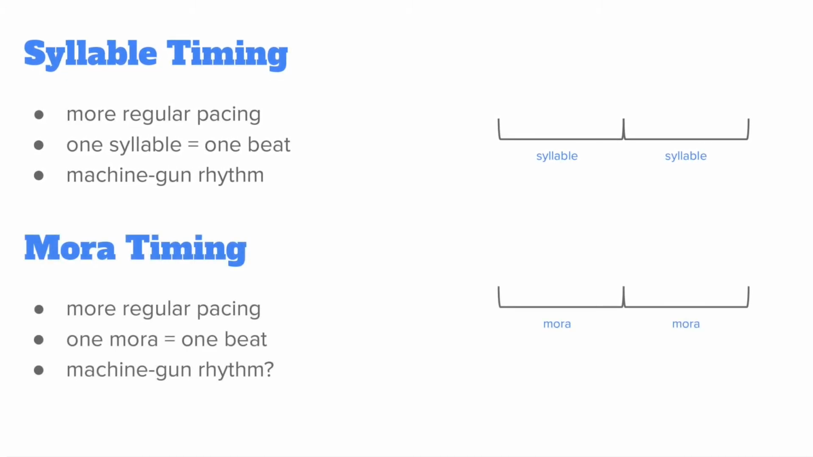Mora-timed languages also have regular pacing, but the rhythmic unit Mora is slightly different from syllables. Anyhow, we can still treat Moras like beats in music. Let's hear some Japanese lines.